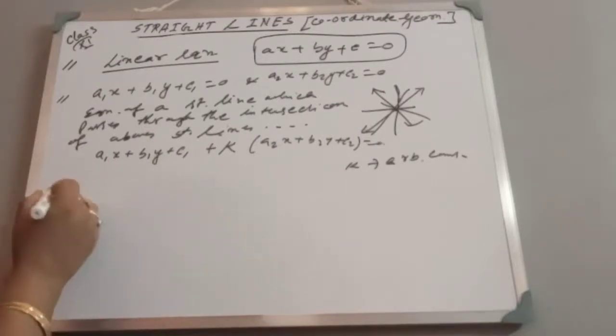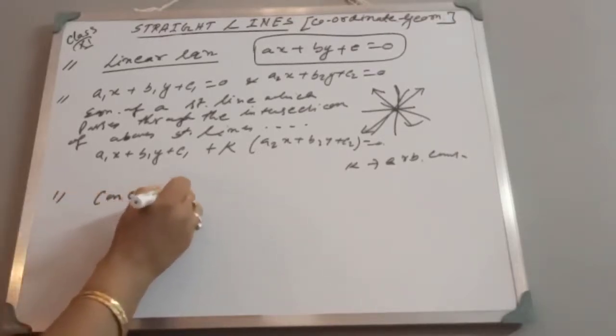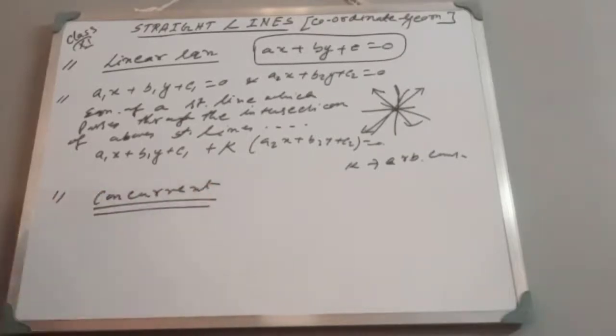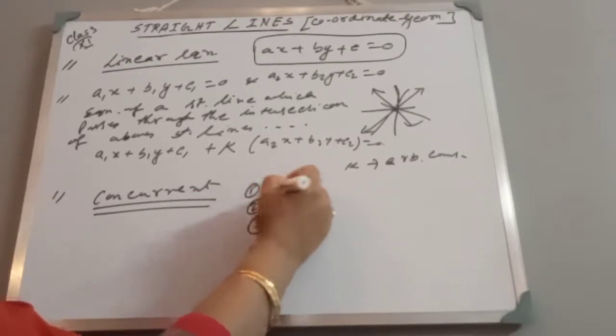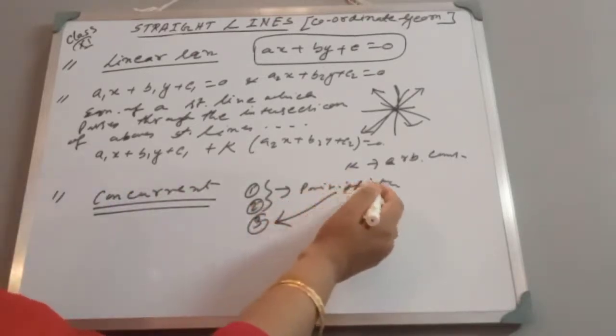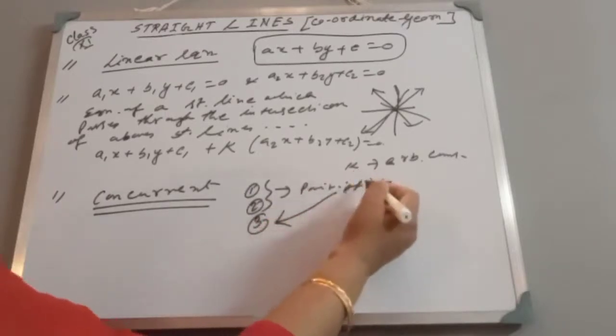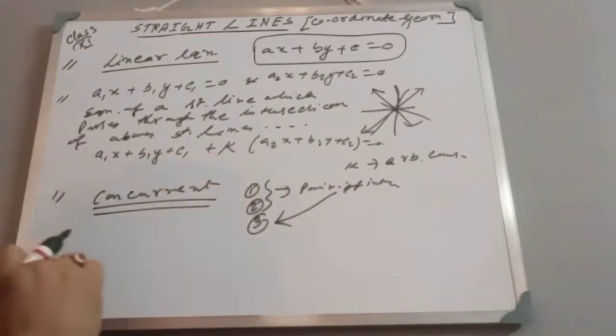Now, next is, three given straight lines are concurrent if the point of intersection of any two of them satisfies the equation of the third straight line. There are three lines, 1, 2, 3. So we have to find the point of intersection of any two, say 1 and 2. Now if the point of intersection satisfies the third equation, then only we can say the three lines are concurrent. Okay, got it?